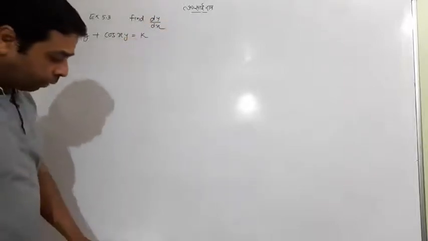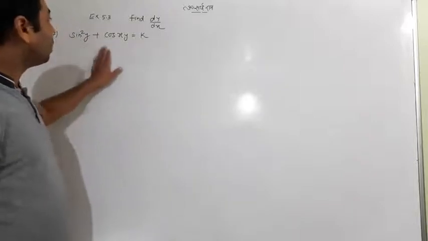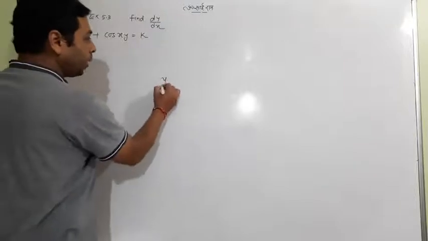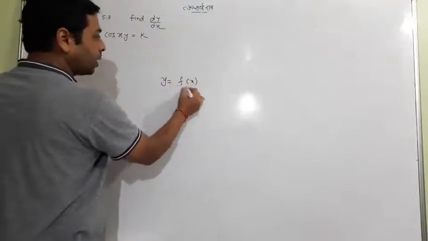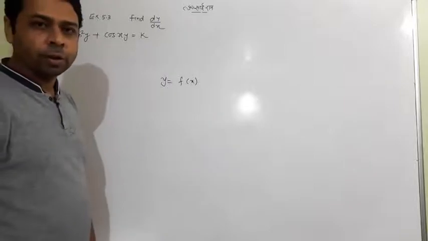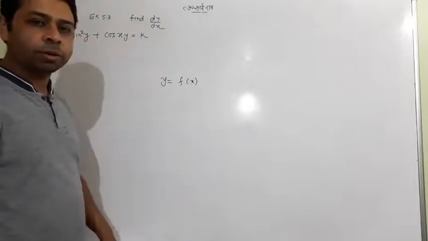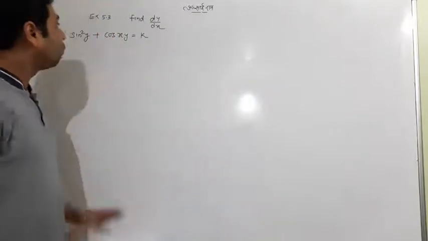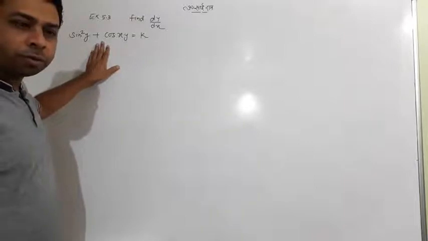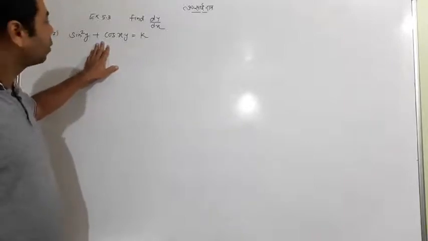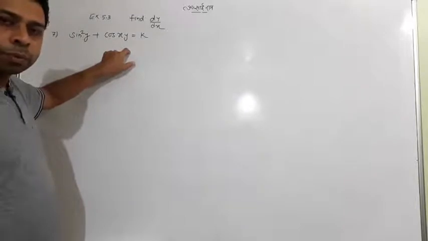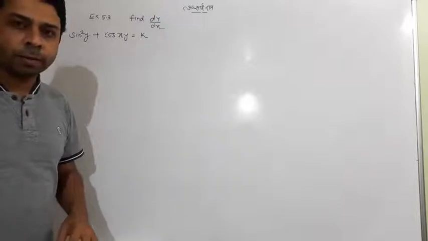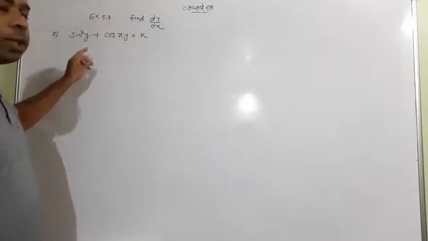First let me clear one thing: why is it an implicit function? What is the definition of an implicit function? Whenever you get y is equal to something in the form of x clearly, it is an explicit function, where dy by dx can be easily found. But when you cannot find the value of y clearly in the form of x, in that case only it is called an implicit function.